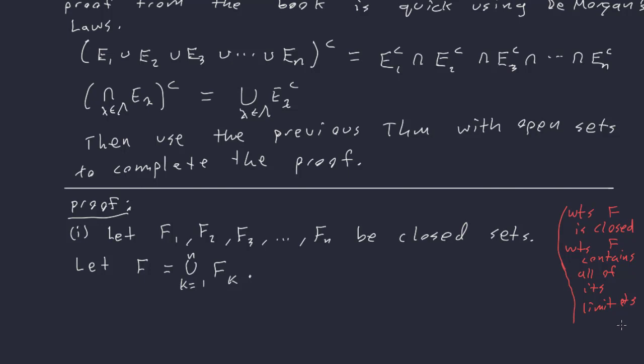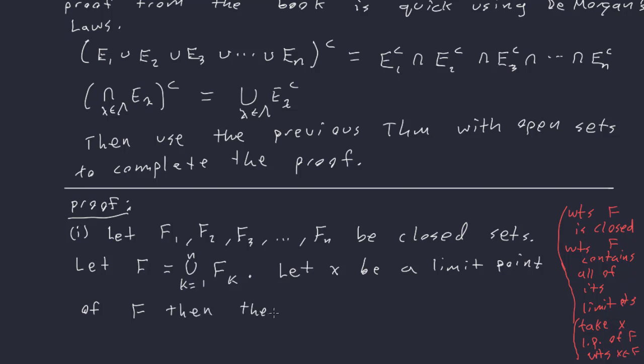Okay. Then that means we want to take an X that's a limit point and show that it must be in our F. Okay, so we'll start by letting X be a limit point of standard F. All right, so if X is a limit point of F, then there exists a sequence, let's call it X sub n, in capital F that converges to X.